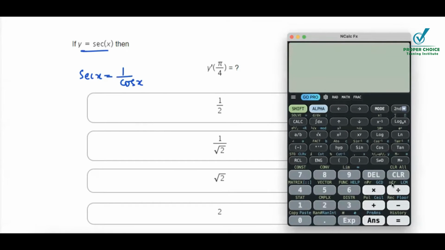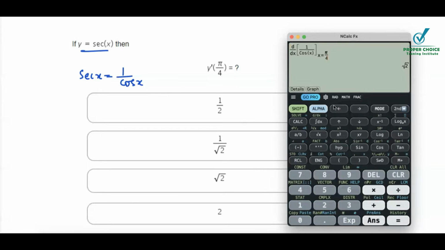So let's use it here. I just need to type first, go to the derivative, shift button below the alpha, then type it as 1 by cos alpha x. I'm replacing x here. For what value of x are we talking about? At x equals pi by 4. Shift pi by 4.